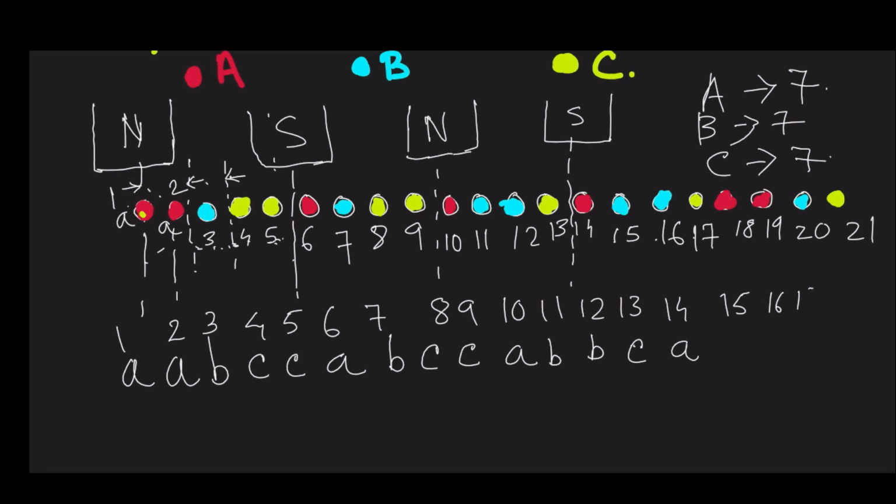Then 15, 16, 17, 18, 19, 20, 21. So what you are having at 15, see at 15, 16, BB, then it is 17, it is C, then it is A, then 1 means B, C.